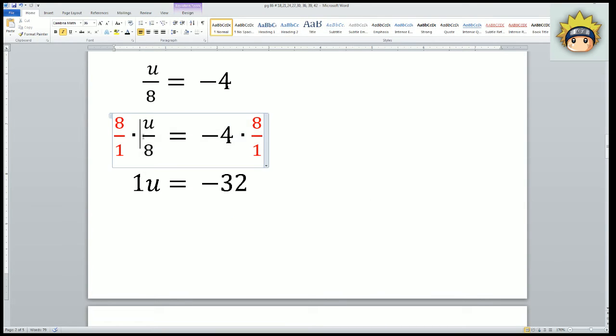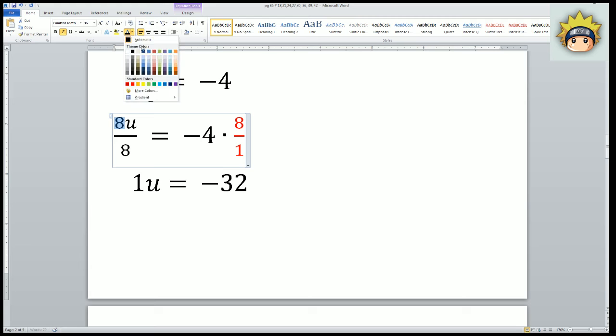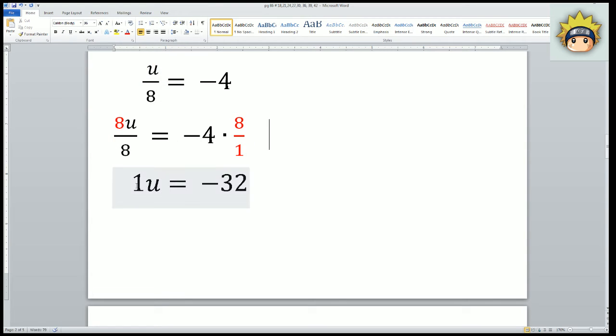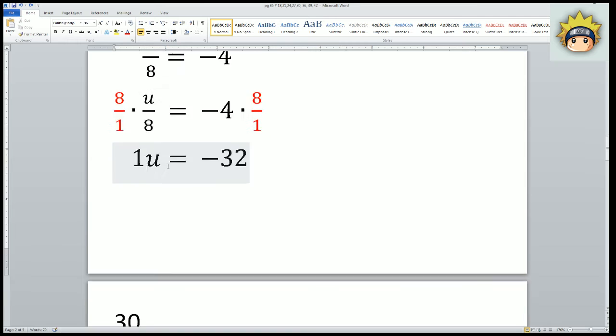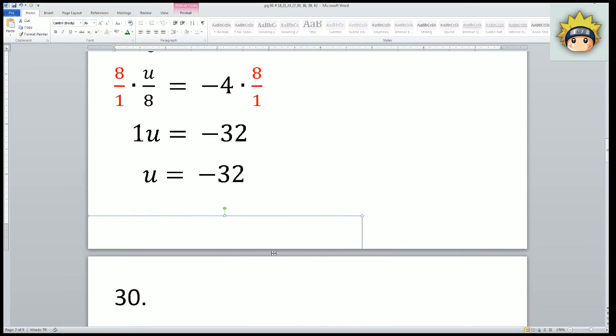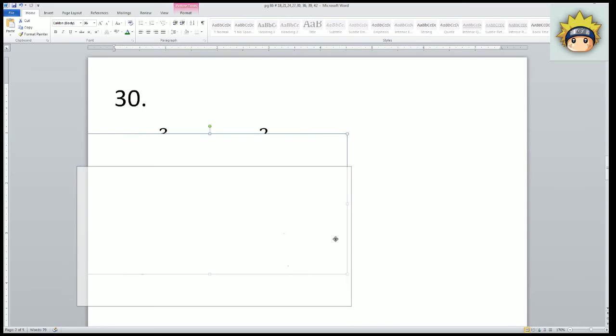Here, I could even show it to you. So after you multiply, it looks like this, right? It should have been a red 8 here. Do you see? 8 over 8 reduces to 1, and the right-hand side, negative 4 times 8 is negative 32. Do you see that? Okay, so that's how I get the answer of u equals negative 32. Alright, let's do the next one.